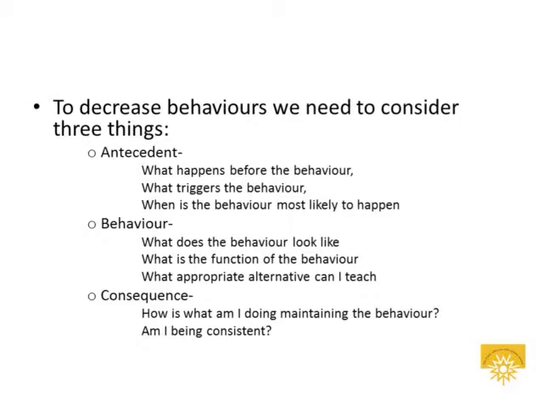How is what I'm doing maintaining the behaviour? And am I being consistent? And note here that in terms of the consequence, you're often looking back at yourself. When you meet some kind of challenging behaviour with a child in school, it's not necessarily their fault. You need to look at your own teaching practices, your own methods of managing the children, your own methods of discipline or whatever it is you've got going on in your classroom management, and consider if what you're doing is being effective. And it's always much easier to change yourself than it is to change others, so making some simple changes in your own practices can have a really positive benefit on the classroom itself.